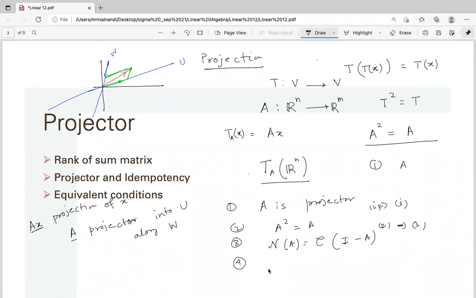Then one more condition is that the rank of A plus the rank of I minus A is n, and this is clear from the rank nullity theorem. So 3 implies 4 is obvious, and 4 implies 5. 5 says the column space of A plus the column space of I minus A is the whole space. This is a sum, which may not be a direct sum. Now this sum should be direct. It is a projection, so that sum is a direct sum, and you can prove that from the rank condition 4.